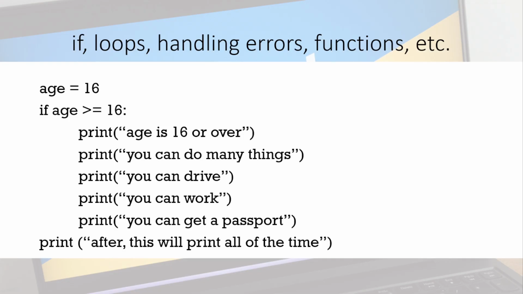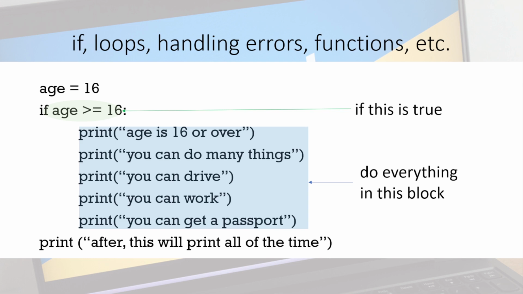So have a look at this code. Don't worry too much what it does. It just says age is equal to 16, and if age is greater than or equal to 16, do the following stuff. Can you see that the print statements, 5 of them, are indented? It's moved over. Can you see that blue box? So what happens is if the if statement is true, then we're going to do them. So if the if part is true, then we do everything in that block. And we know it's a block because it's got those spaces at the beginning.